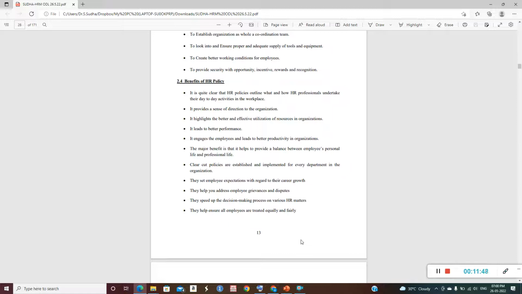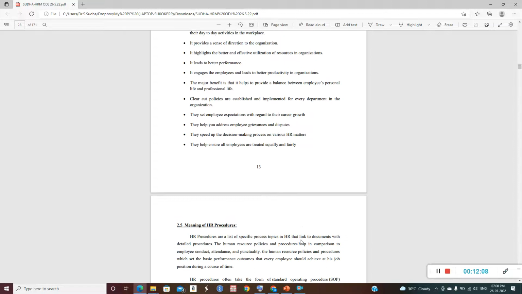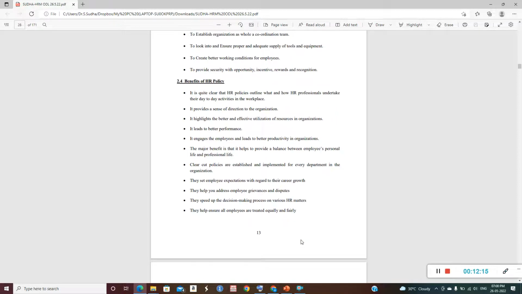Clear-cut policies and procedures are established for every department in the organization. They set employee expectations with regard to their career growth. They help you address employee grievances and disputes. They speed up the decision-making process on various HR matters. They help ensure all employees are treated equally and fairly. So this is about the benefits. When you implement these policies, you're able to get these benefits.